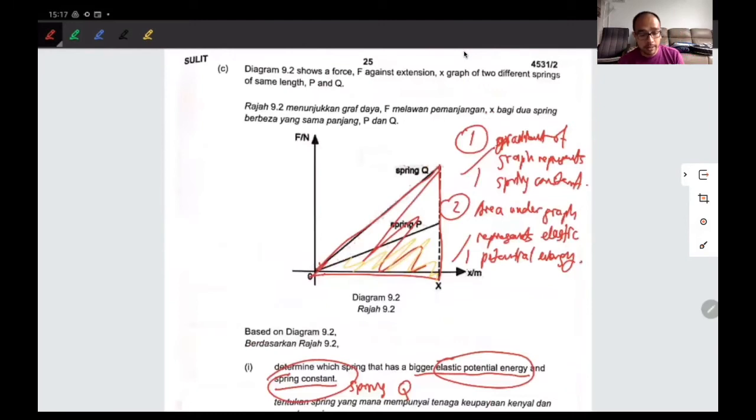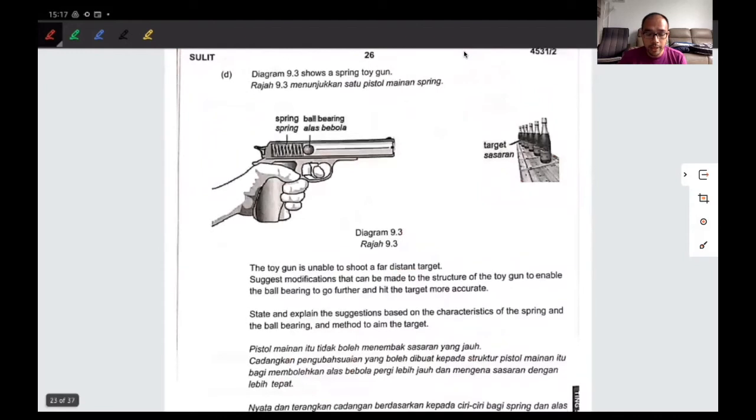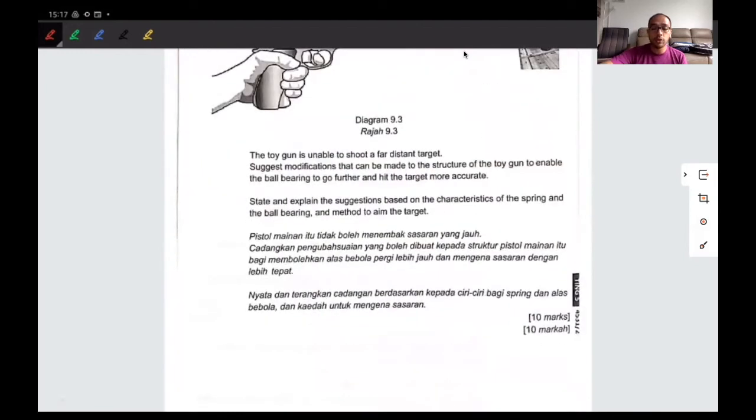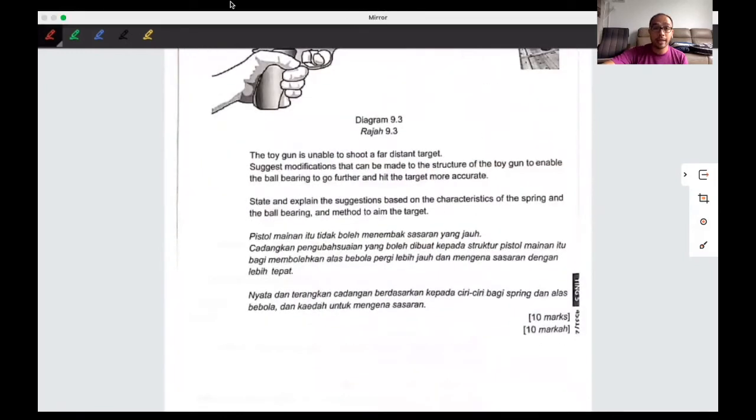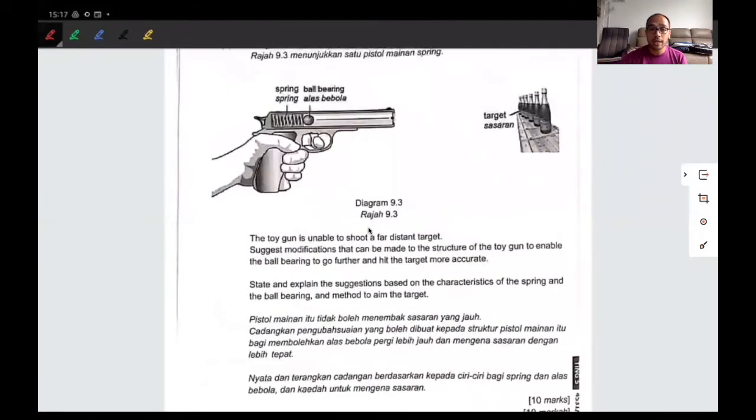Please remember this. Diagram 9.3 shows a spring toy gun. The toy gun is unable to shoot a far distant target. It cannot shoot far. So suggest modifications that can be made to the structure of the toy gun to enable the ball bearing to go further and hit the target more accurately. You want it to be more accurate and you want it to go further.